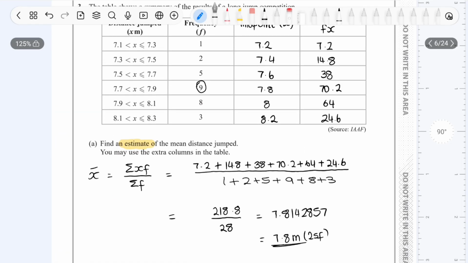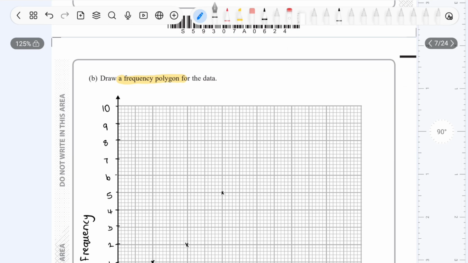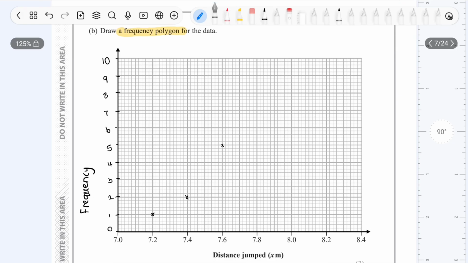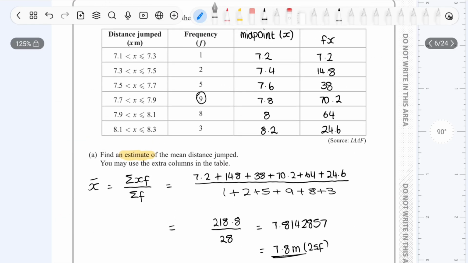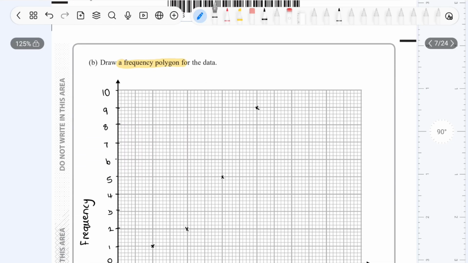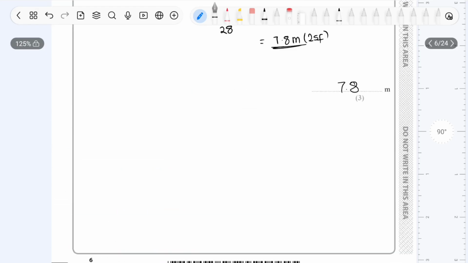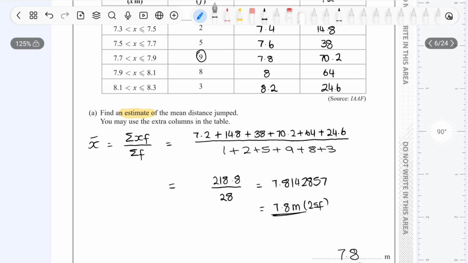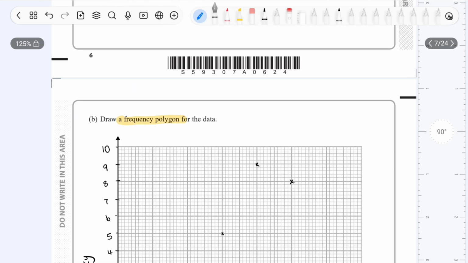For 7.8, it's 9, which is our highest value. Now for 8, it was 8. And for 8.2, it was 3.